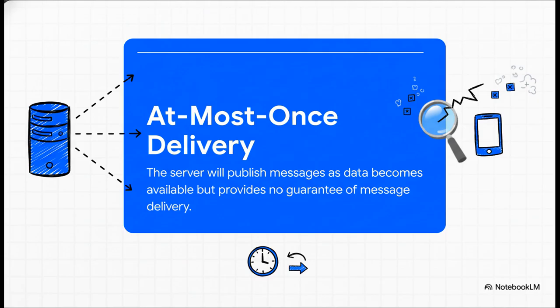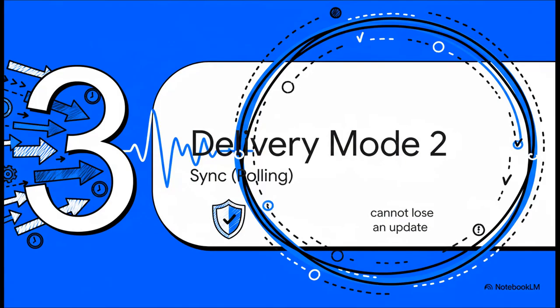Now, there is a really important trade-off you have to understand with SSE. It gives you what's called at most once delivery. The server does its job. It pushes every single change as it happens. But if your connection hiccups and drops, any messages that were sent during that outage, they're just gone forever. Okay, so what if you can't afford to lose a single update?